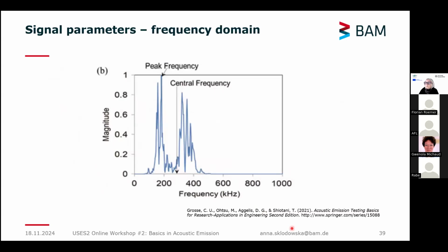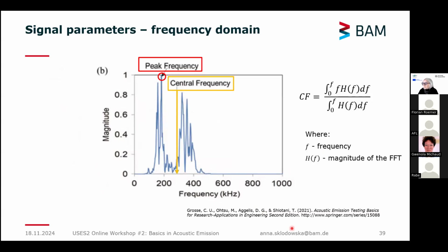There are also two parameters that we extract from the frequency domain, meaning from the Fourier transform of our signal. This is the peak frequency, which is basically the maximum magnitude of the frequency spectrum. And we also have the commonly used central frequency, which is defined in this way, where we have a frequency and the magnitude. And this is also a quite commonly used parameter in the analysis.